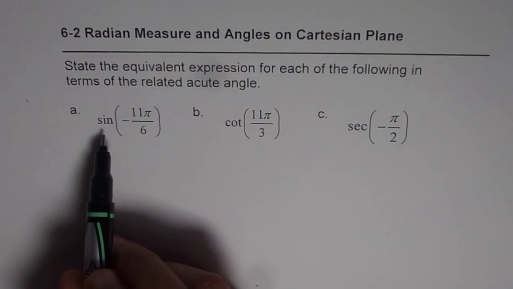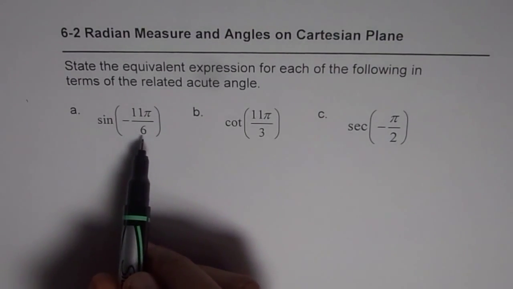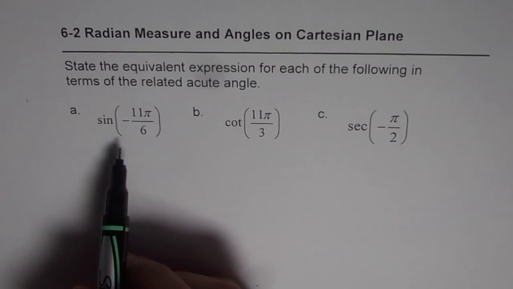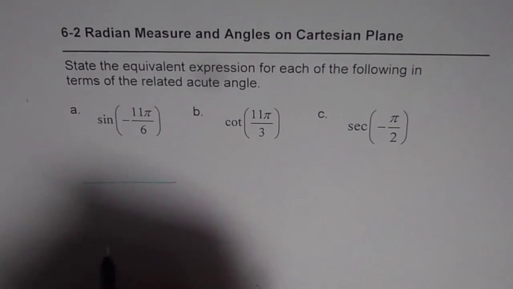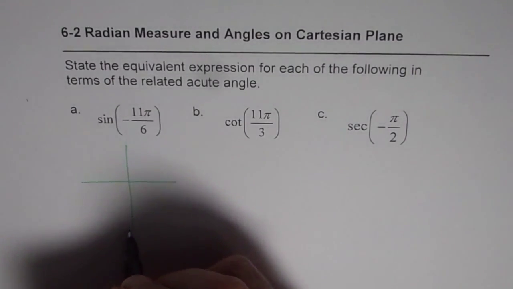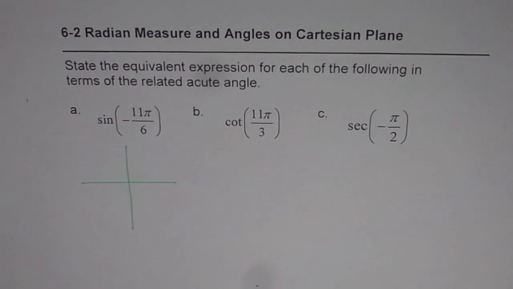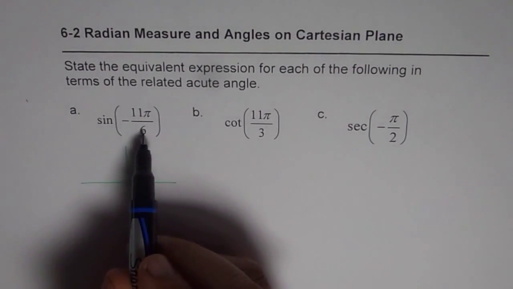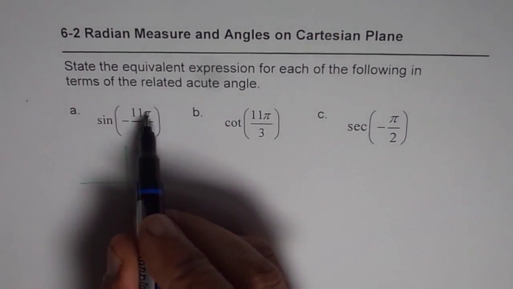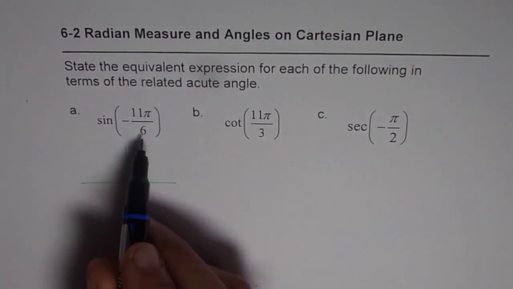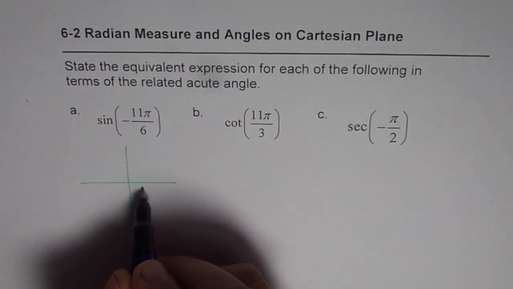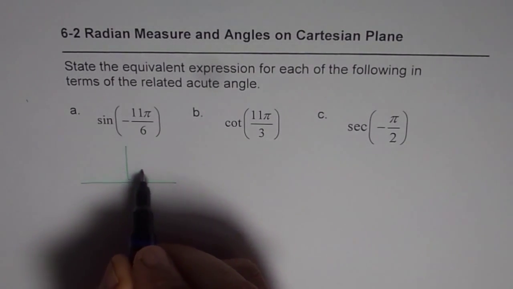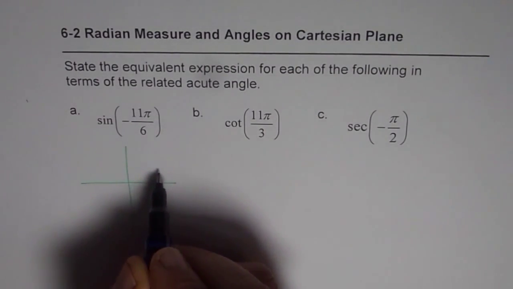The first expression is sine of minus 11 pi by 6. Now we need to write this in terms of the related acute angle. So first let us understand the term related acute angle itself. If I have to sketch the angle which is minus 11 pi by 6, it means what? It means my pi is divided into 6 portions, right? And I have to get to the 11th one. So one pi is divided into 6, the other also in 6. So there are 12 in all, right?